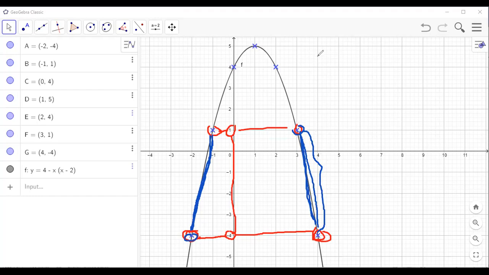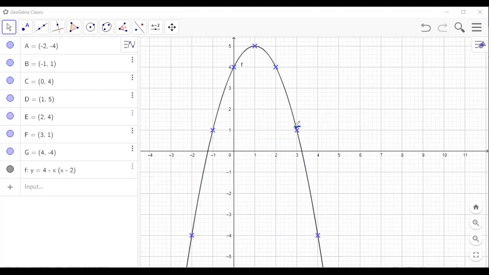So I'll erase this one all, right? Now you can see when the graph is here, x is this, right? This is the value of x. Then if the graph comes to here, x is here, right?